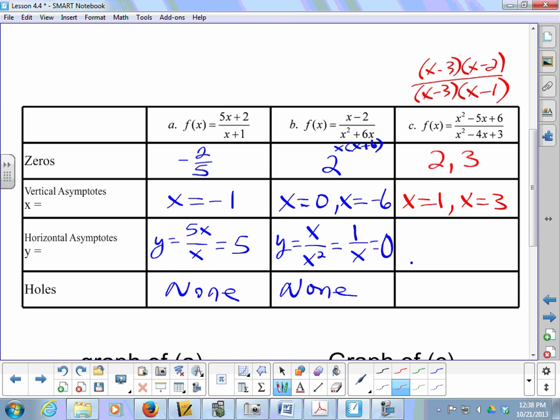So we can't have the graph cross the x-axis and the graph be undefined at the same spot. So that means that I can't have either of those things. So that's where we have a hole. So there's a hole at 3.